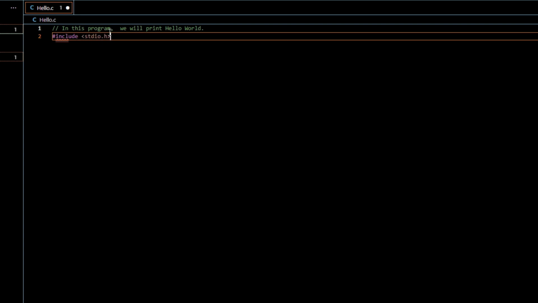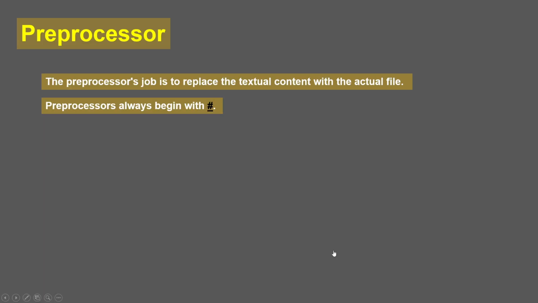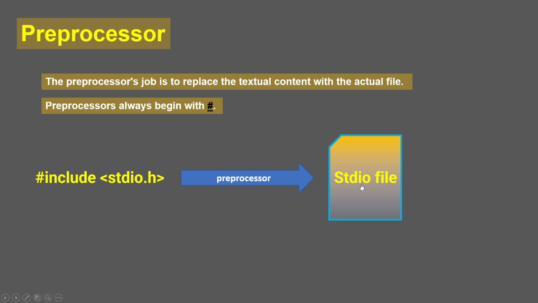Now what exactly is a preprocessor? Let's discuss. The preprocessor's job is to replace the textual content with the actual file. And preprocessors always begin with the hash symbol. In our program, we simply write hash include stdio.h. However, the preprocessor replaces this line with the actual file or actual code. The preprocessor provides the ability for including header files, macro expansion, and line control.